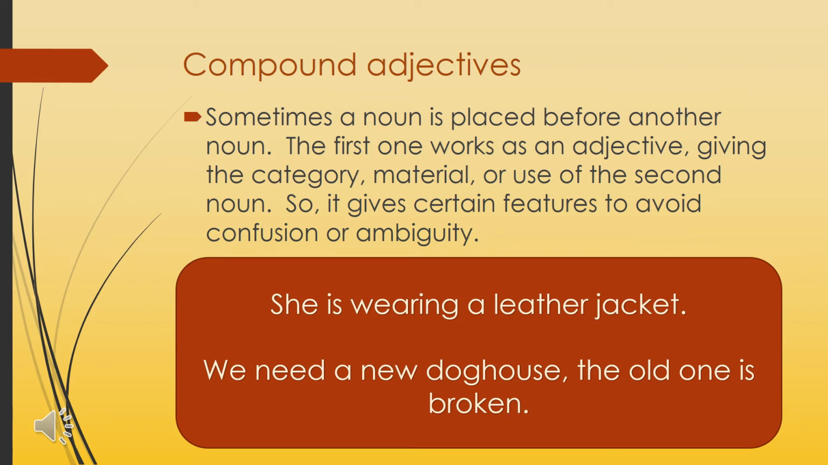Compound adjectives are those that are formed by two words. Usually, they are both nouns, but the first one is modifying or implying some characteristics to the second one, so it is transformed into an adjective too. Sometimes a noun is placed before another noun. The first one works as an adjective, giving the category, material, or use of the second noun, so it gives certain features to avoid confusion or ambiguity.